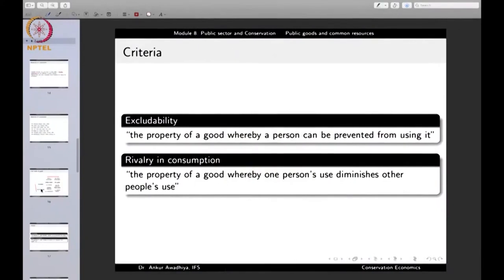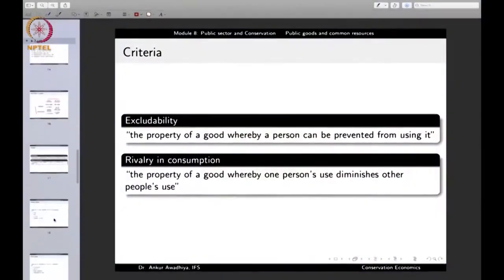The other criterion is rivalry in consumption, the property of a good whereby one person's use diminishes other people's use. So when we say rivalry in consumption, it means that if I consume the good, then you have less amount or less quality of that good available for consumption. A good example again is things such as forests. If I cut down a tree and I take the timber away, then that timber is not available for your use. So it is a rival in consumption. If I use more, you get less. If you use more, I get less. So that is rivalry in consumption.